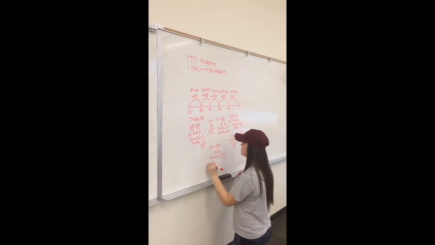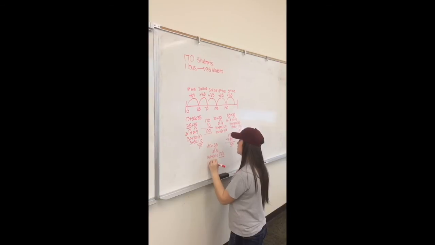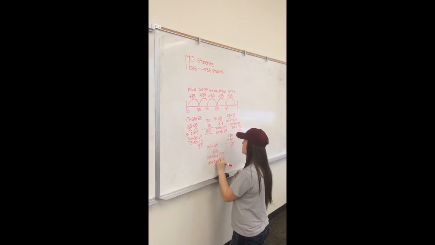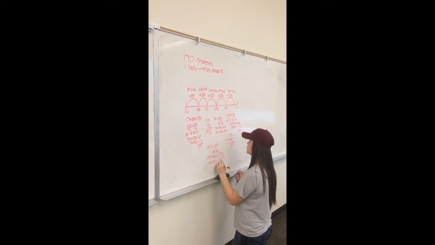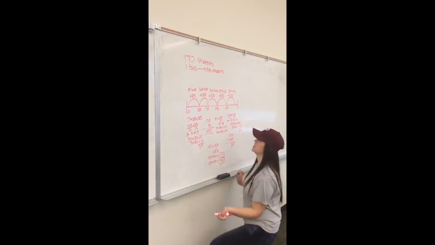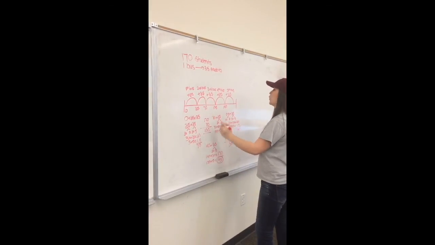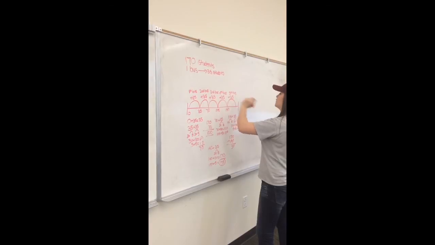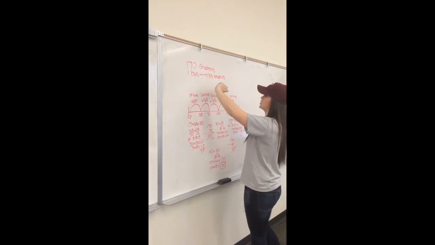But we still have this remaining 5 seats. 170 plus 5 equals 175. So we have 175 seats in our 5 buses, which means 1, 2, 3, 4, 5 buses can hold our 170 students.